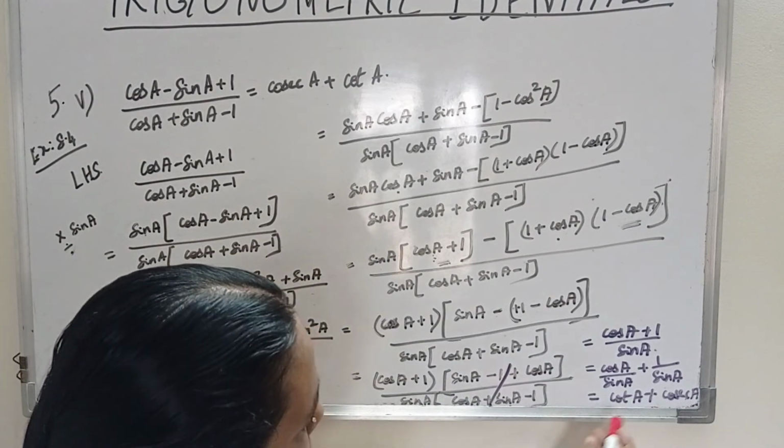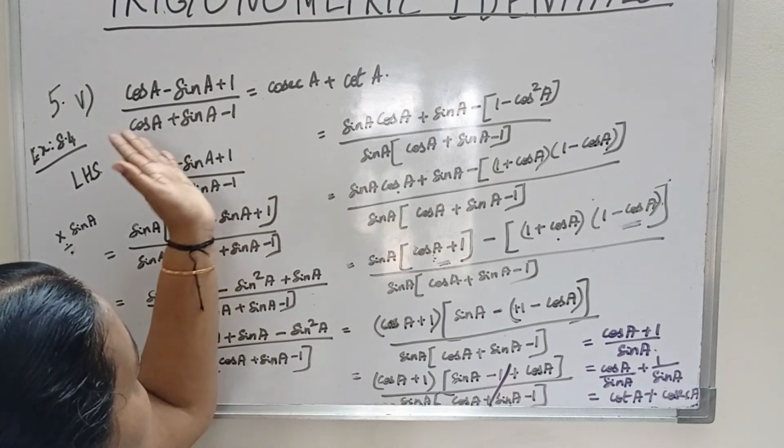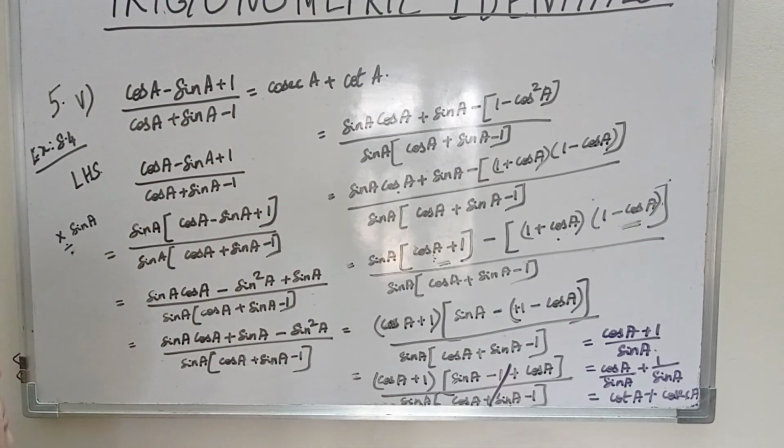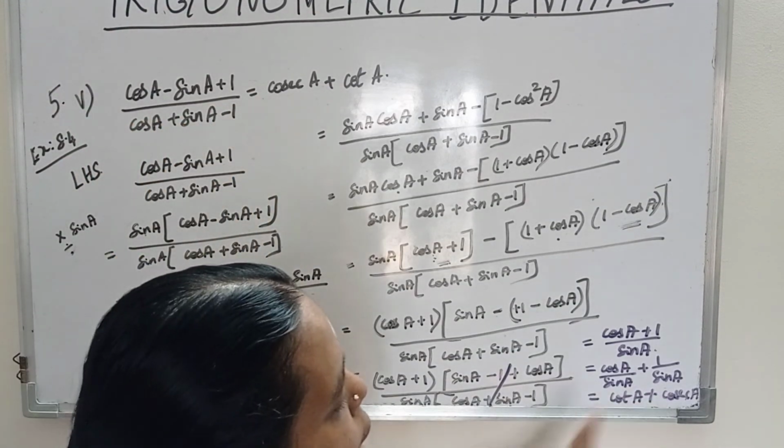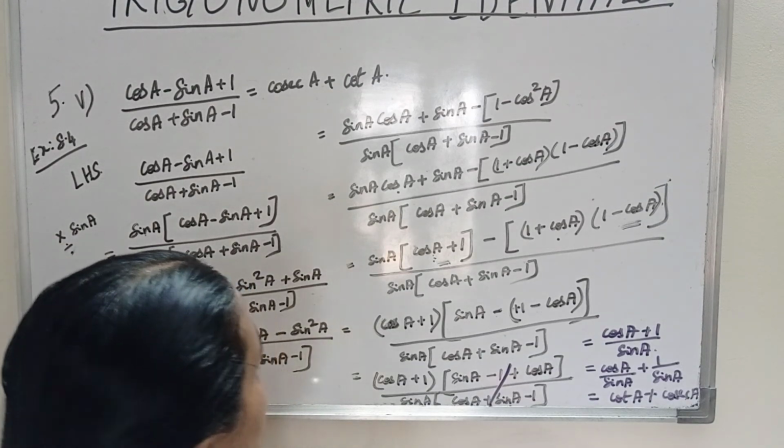So we have got the proof. With the left hand side we have proved that (cos A minus sin A plus 1) by (cos A plus sin A minus 1) is equal to cot A plus cosecant A. So with the help of the identities, we were able to prove that the left hand side is equal to the right hand side.